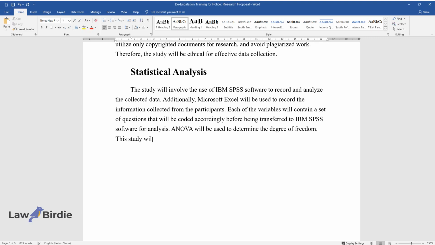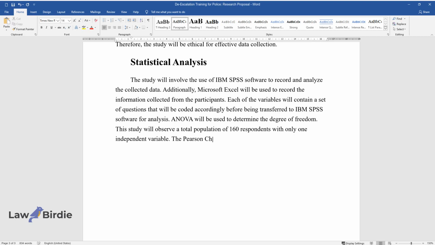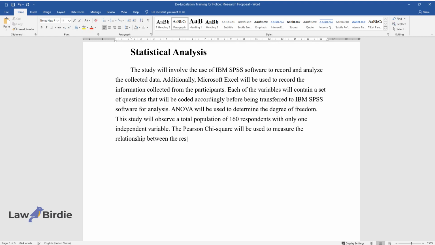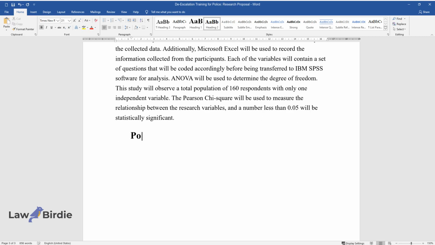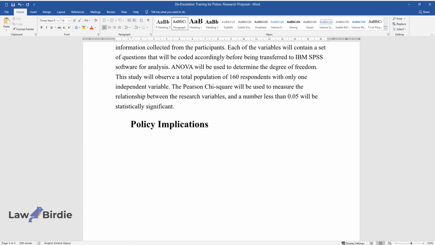This study will observe a total population of 160 respondents with only one independent variable. The Pearson chi-square will be used to measure the relationship between the research variables, and a number less than 0.05 will be statistically significant. Policy implications.